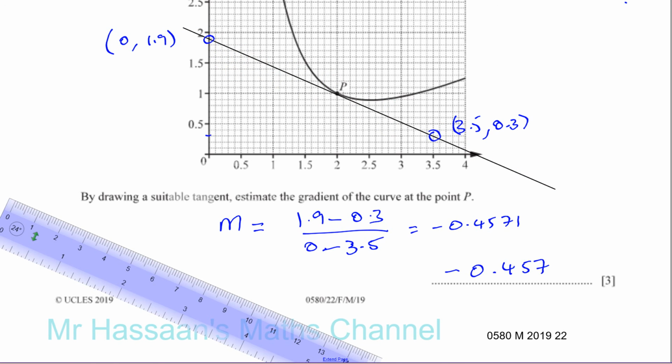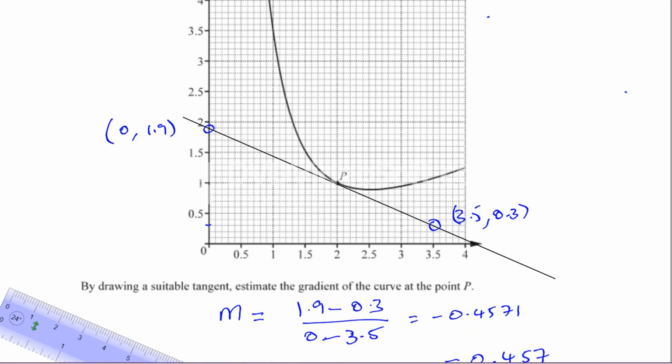So you try and be as accurate as you can. Not everyone's tangent will be the same. It's very difficult to do tangents perfectly.